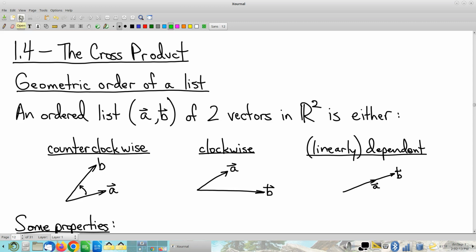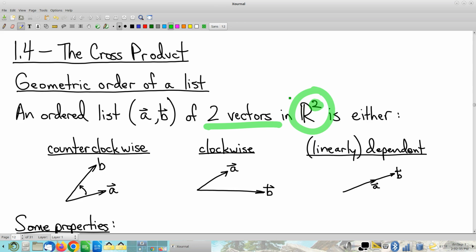Okay, so I want to talk about pairs of vectors in R2 specifically. This is going to end up being kind of a segue into the main thing that we're going to be talking about here. Okay, two vectors in R2. All right.